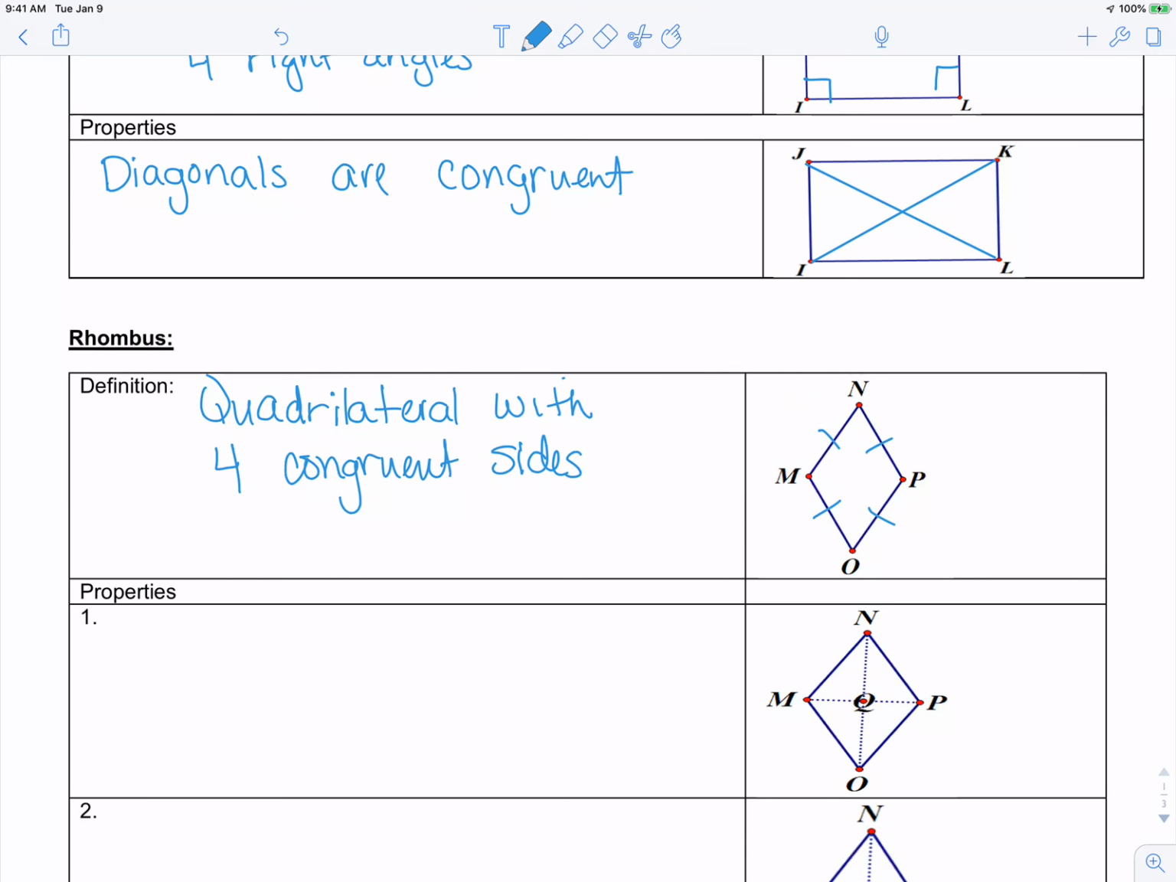This is a special parallelogram, so it still has all the properties of a parallelogram, like opposite sides are congruent, opposite angles are congruent, consecutive angles are supplementary, and diagonals bisect each other.